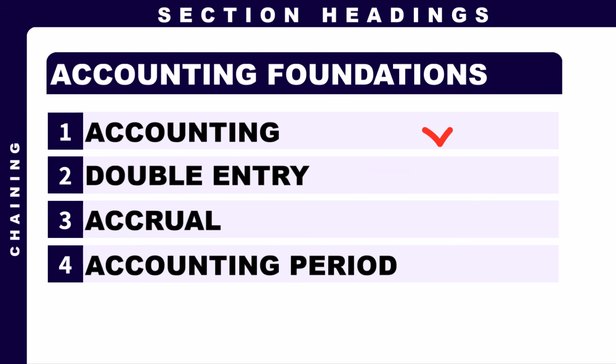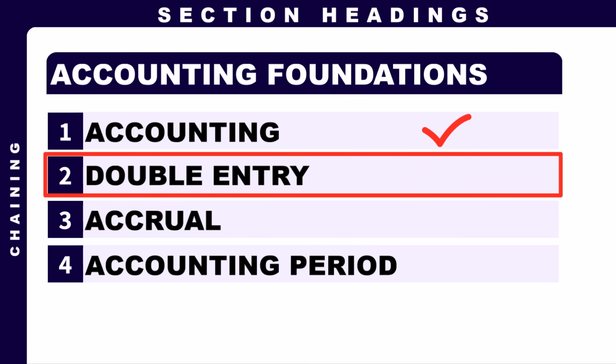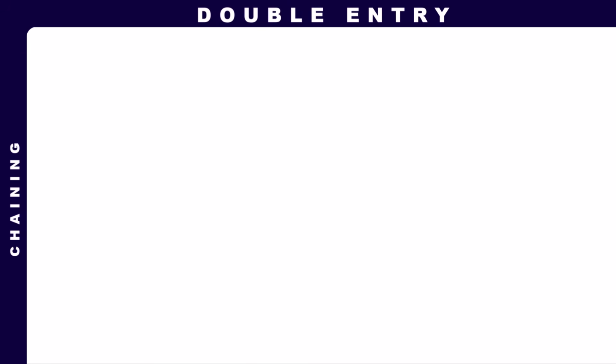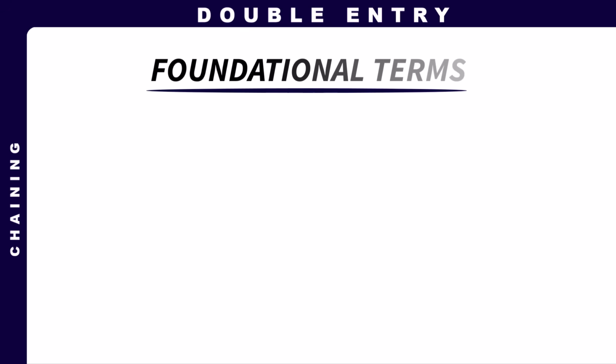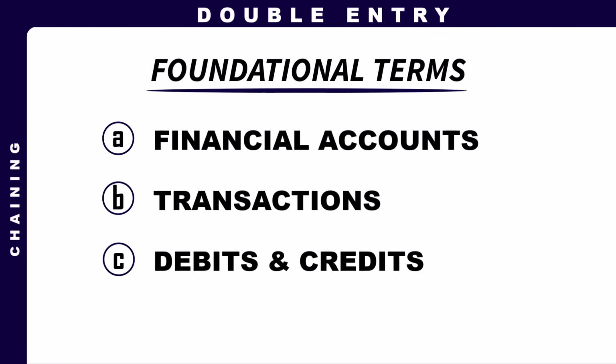We just defined accounting. In this section, we're closely looking at one of the most important building blocks of accounting: double entry. But before directly discussing double entry, let's first identify and define the foundational concepts. Here we have very important and fundamental accounting terms you need to know to properly understand double entry accounting. These terms are financial accounts, transactions, and debits and credits.